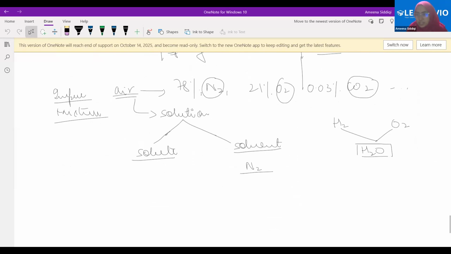Now, homogeneous and heterogeneous. So homogeneous, you were discussing. What is the basic difference between homogeneous and heterogeneous mixtures? In homogeneous, it's like the solute dissolves in the solvent. Basically, the particles of one component actually dissolve in the particles of other components.